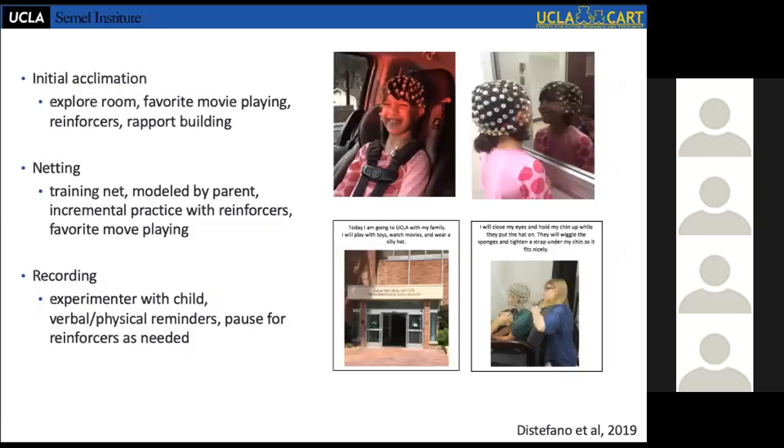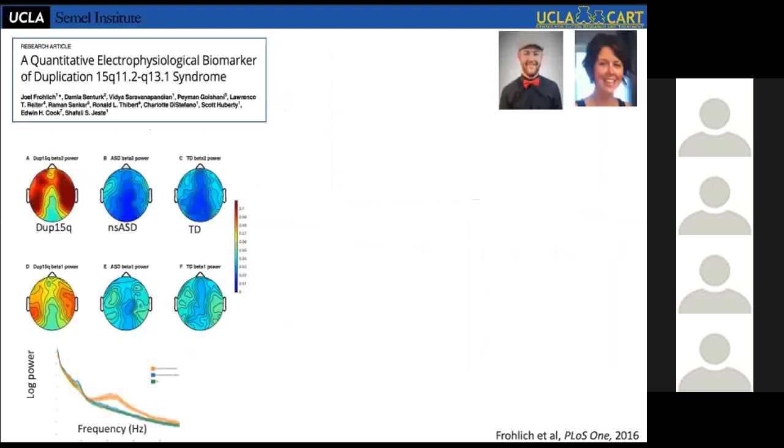And I won't go into all these details, but we take great pains and lengths to try to get good EEG data on our kiddos, including training nets and getting them desensitized, all sorts of things. We collected the EEG data both at UCLA, and we took a team to the family meeting and collected data there as well. And long story short, we were able to quantify this biomarker. This was beautiful work done by a former graduate student, Joel Froelich, and also an amazing statistician that we work with quite a bit, Damla Senturk.